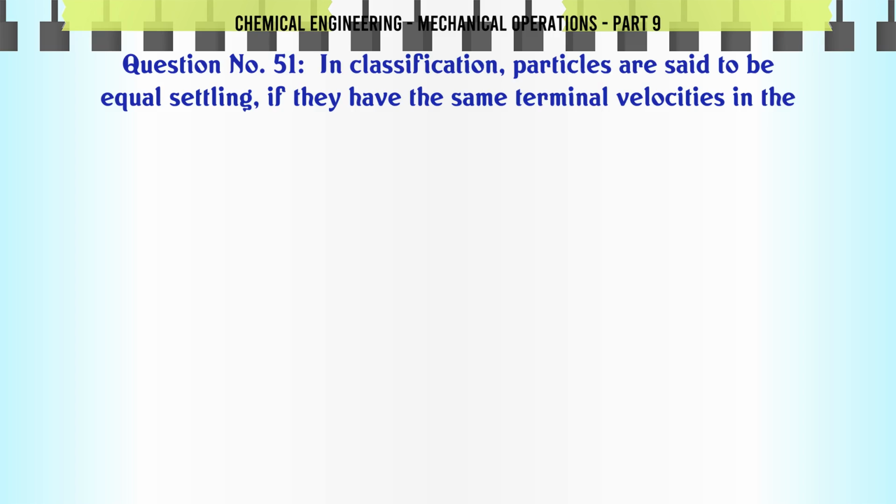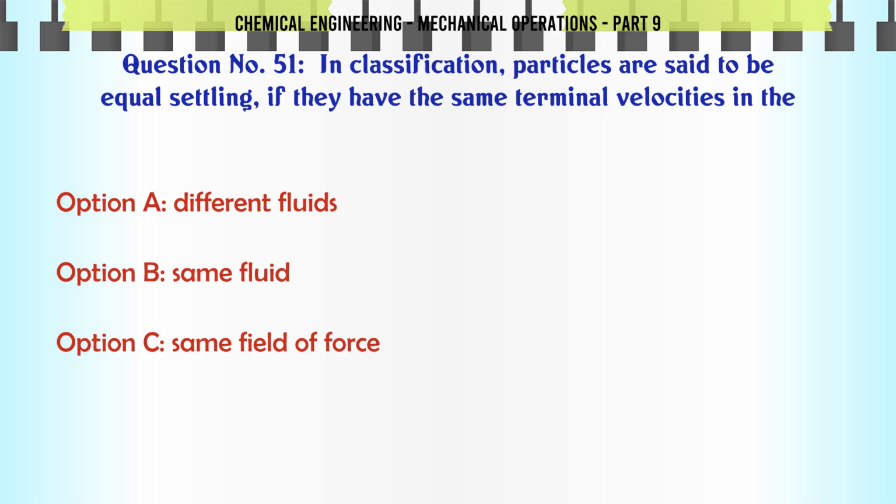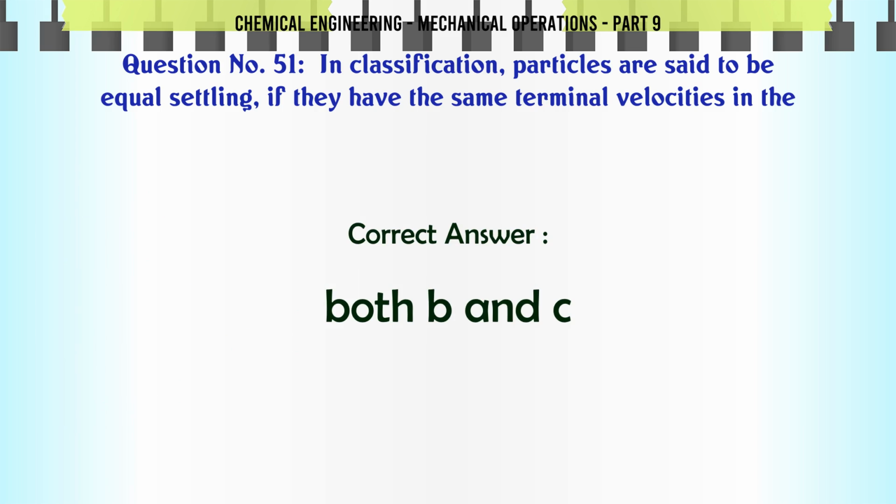In classification, particles are said to be equal settling if they have the same terminal velocities in the: A. Different fluids, B. Same fluid, C. Same field of force, D. Both B and C. The correct answer is both B and C.